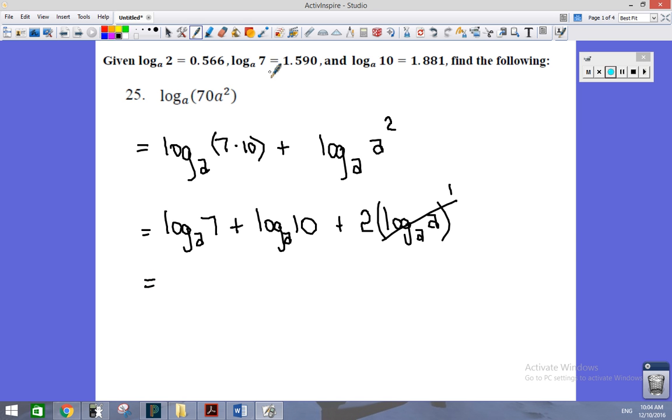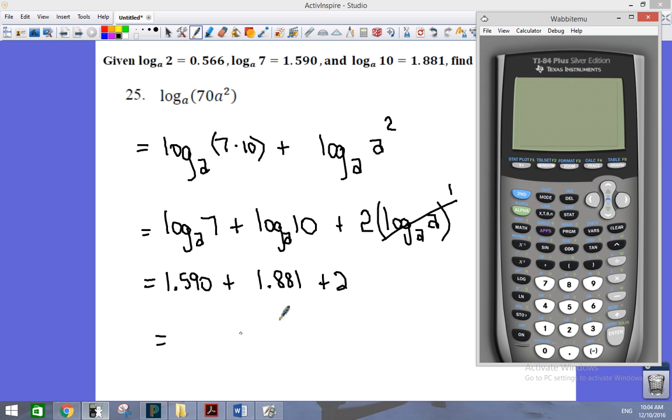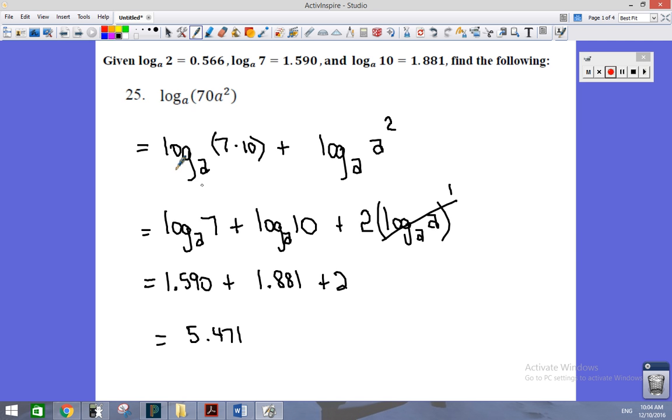So what we have here, log base a of 7, 1.590 plus 1.881 plus 2, and what do we get? Let's see. 1.59, 1.881 plus 2, 5.471. Alright, so I hope that helps, and I hope I didn't make a silly mistake. Let's move on to the next one.